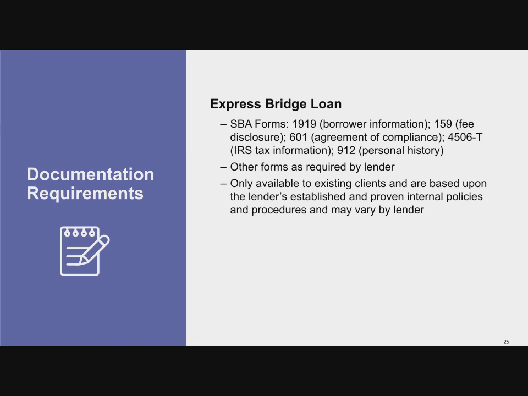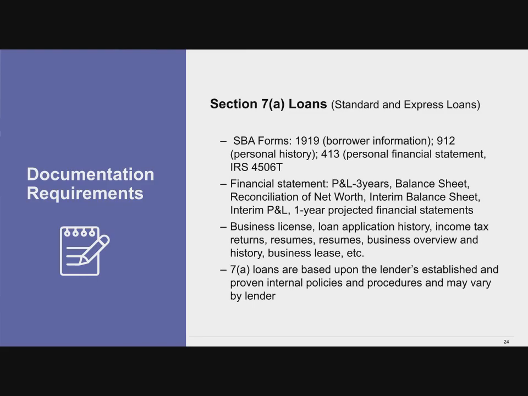Next slide, please. The Express Bridge Loan. John, you want to touch on that, please? Sure, yes. And before we get away from the regular 7(a), the last bullet point there, where it says it's based upon the established policies of the lender, that's what I was saying earlier. SBA will set eligibility and credit guidelines that the lender has to meet as a minimum. But if the lender has other guidelines that they want to follow, that is certainly something that they can do.